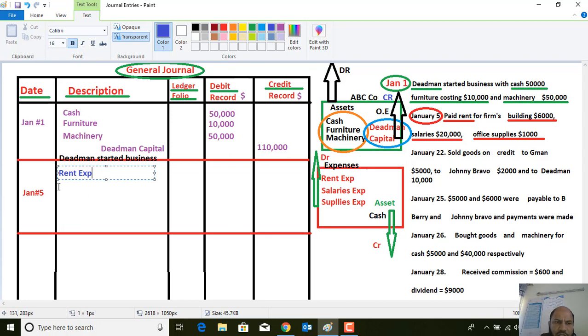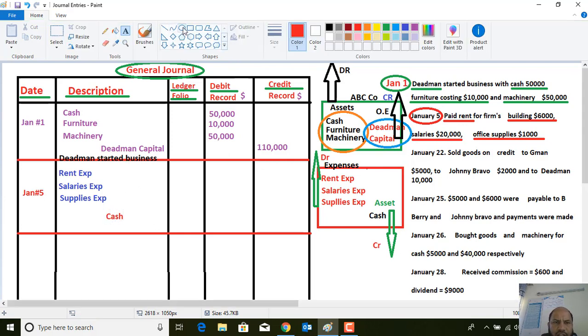Our second expense is about the salaries expenses, and the third expense is about the supplies expenses. All of these three expenses have been paid through what? Through cash.